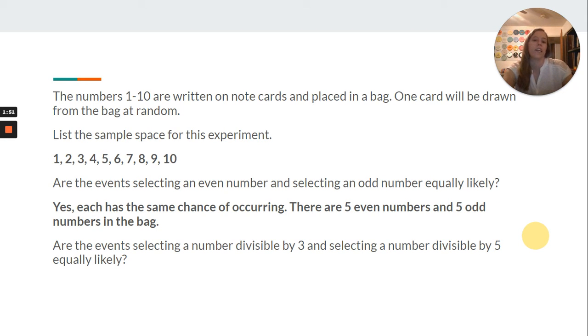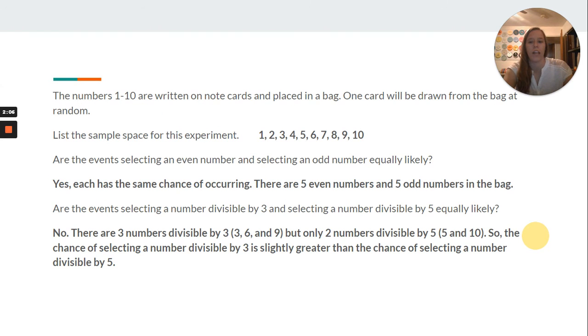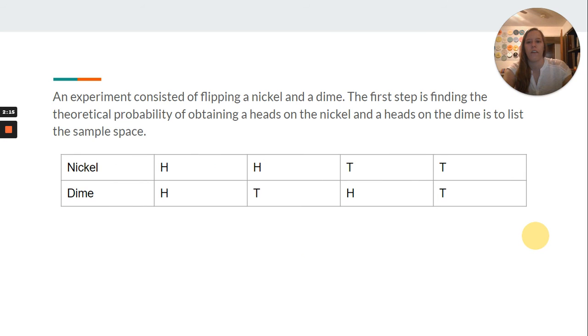Are the events selecting a number divisible by 3 and selecting a number divisible by 5 equally likely? Well, how many are divisible by 5? 10 and 5, that's it. Divisible by 3, we have 9, 6, and 3. So no, they are not equally likely because 3 numbers are divisible by 3 and only 2 divisible by 5. Okay? All right, another one.